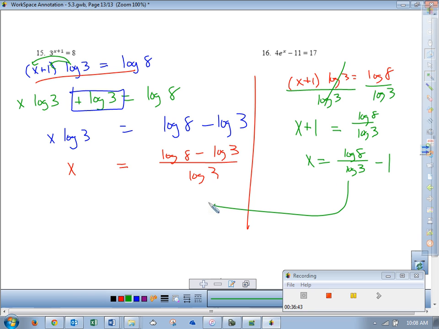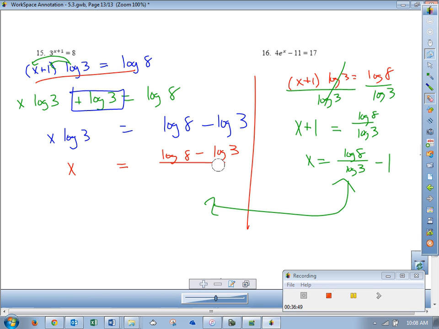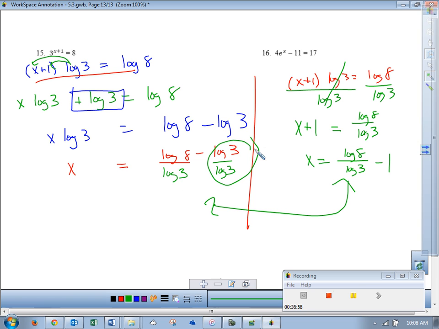Are these two things the same? What do you think? Well, if I would have done this, instead of all over, divide every term by log of 3, what do you think that turns out to be right there? That's 1, right? Negative 1. Cool? So it doesn't matter which way you roll with it.